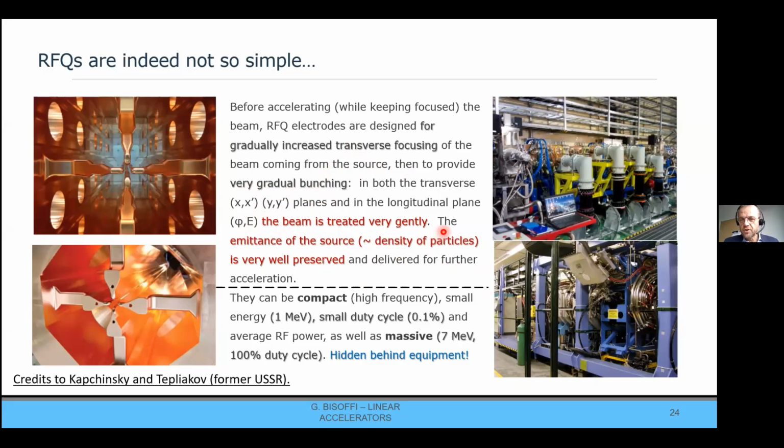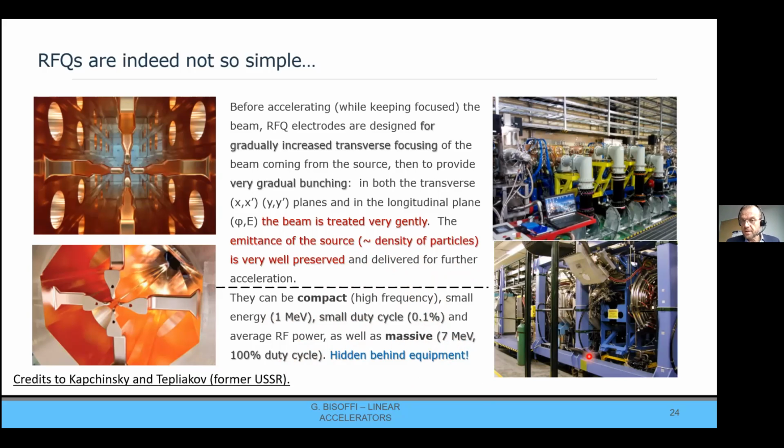So by doing a very gentle treatment to the beam, the emittance of the source, which is a very big heritage that you have from the ion source and you want to preserve, talks about the density of particles, is very well preserved, and it is delivered as such, so not very much increased to further acceleration. RFQs can be very compact at high frequency, for example, increase the energy of a very small amount, for example, just 1 MeV, and work at very small duty cycles, or very massive, with a very large final energy, and with even a 100% duty cycle.